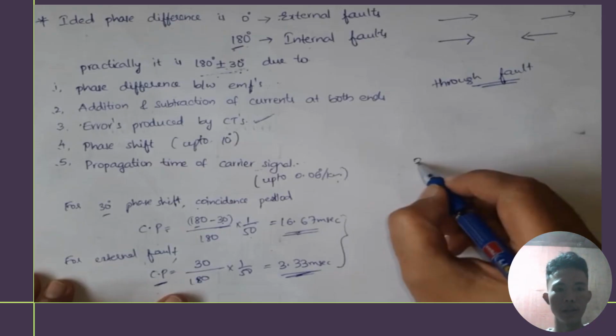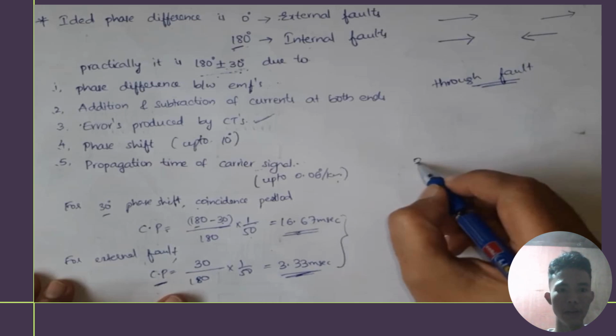So let us continue. The ideal phase difference in external fault is said to be 0 degrees, but for internal faults, it is said to be 180 degrees phase difference. But in reality, there will not be an exact 180 degrees phase difference. It will have a plus or minus 30 due to the following reasons.